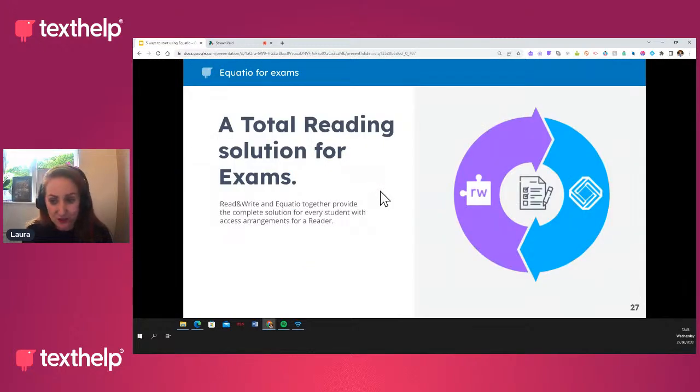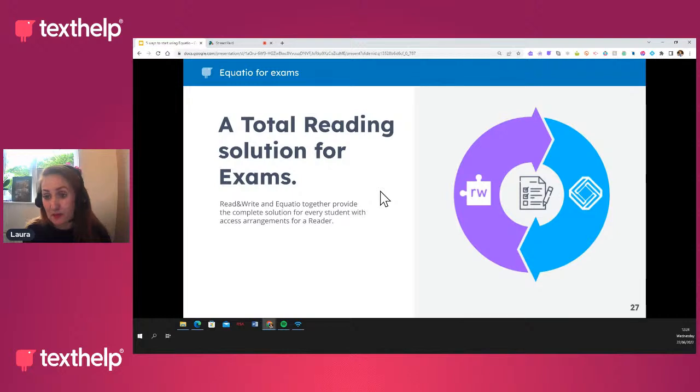So if you're already using Read and Write, maybe you're not, if you were to get both Read and Write and Equatio, you would have a total reading solution for exams. Read and Write would be used for the English text or language and Equatio would be used in your maths and science exams as well. So it's giving your students an option, and that's what it's all about, as Sammy said there.